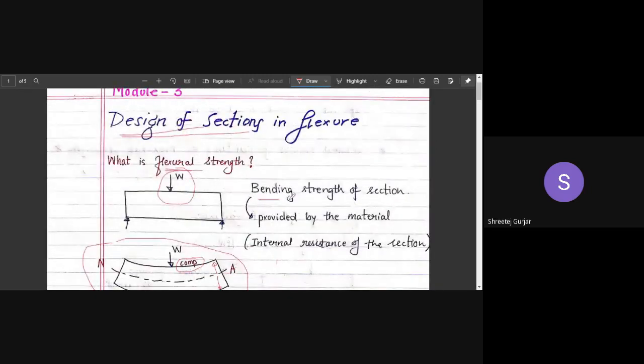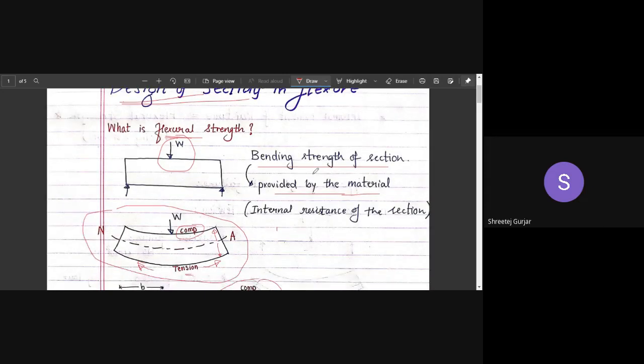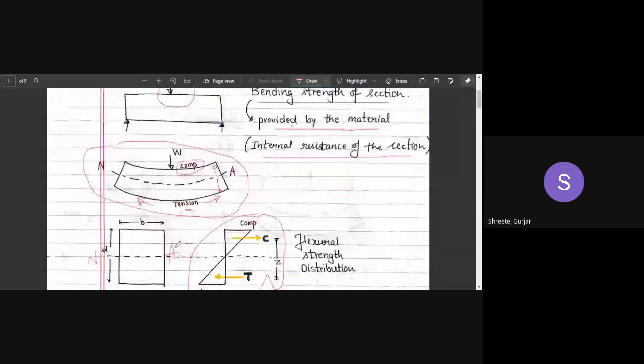So what is flexural strength? It is nothing but the strength in bending. When your beam bends, the bending is resisted by the material which the beam is made up of, right? That is nothing but your bending strength. It is nothing but internal resistance of the section to bending. So when your beam bends, the internal section or the material resists that bending. That is nothing but flexural strength or bending stress which is developed.